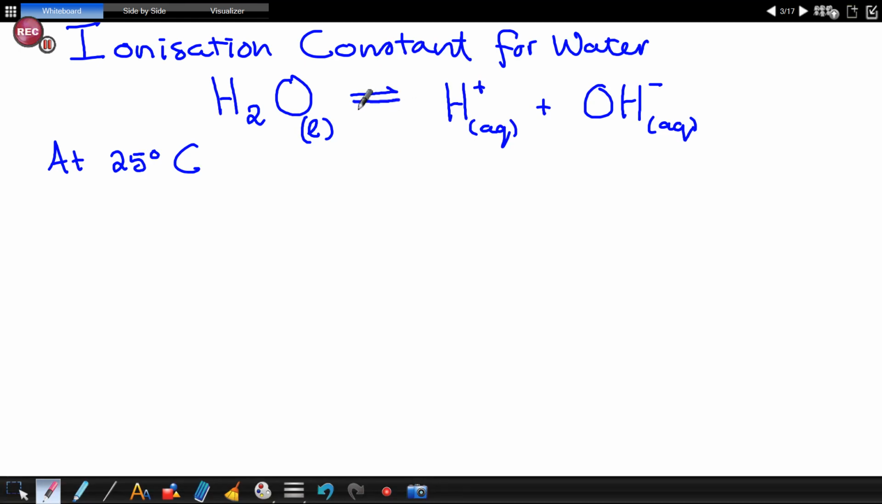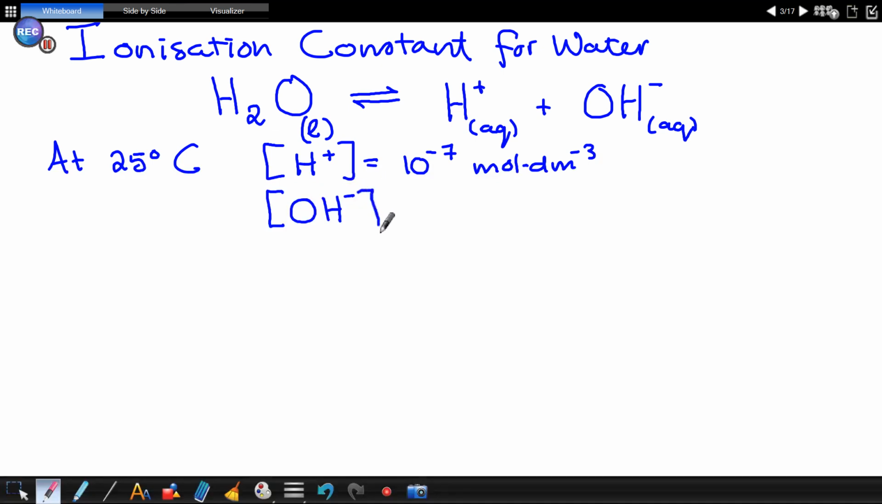Water automatically ionizes to form hydrogen ions and hydroxide ions. At 25 degrees Celsius, they find that the concentration of the hydrogen ions is 10 to the minus 7 mole per cubic decimeter. What will the concentration of the hydroxide ions be? 10 to the minus 7. It will be the same, 10 to the minus 7 mole per cubic decimeter.